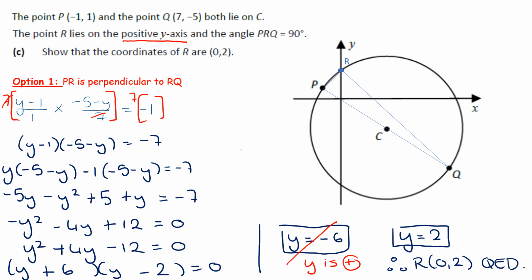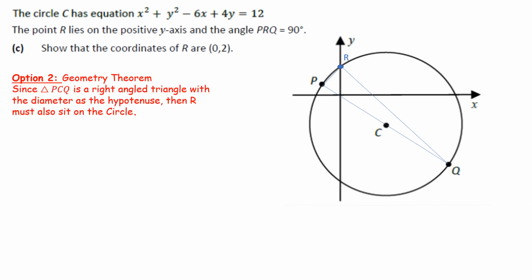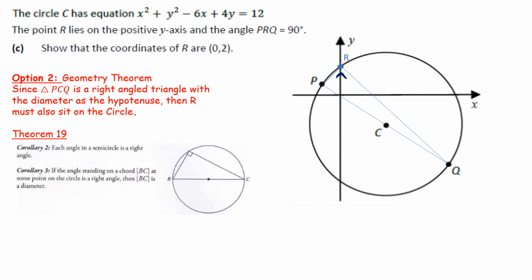So that's the first method, or first option, to work out or show that R is (0, 2). The second option is more of a geometric way. So again, I'm going to draw this out. And now I'm a bit more confident with my drawing and the fact that R is on the circle, because the triangle PRQ is a right angle triangle with a diameter as the hypotenuse. So R must sit on the circle in order for that to be true. And this is coming from Theorem 19, or rather the corollaries from Theorem 19, which is each angle in a semicircle is a right angle.